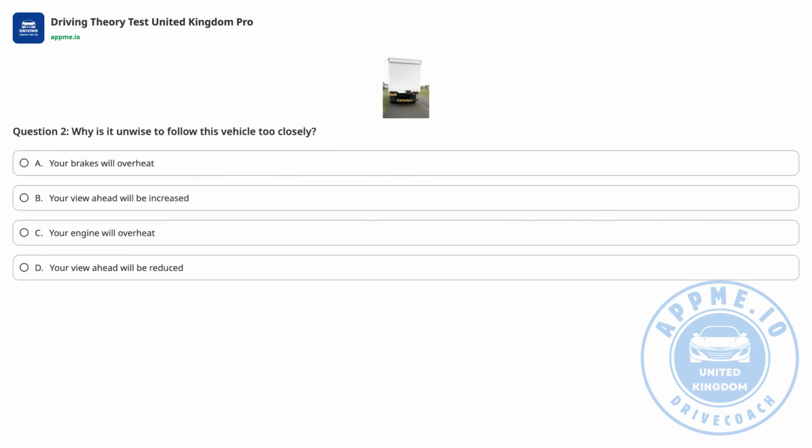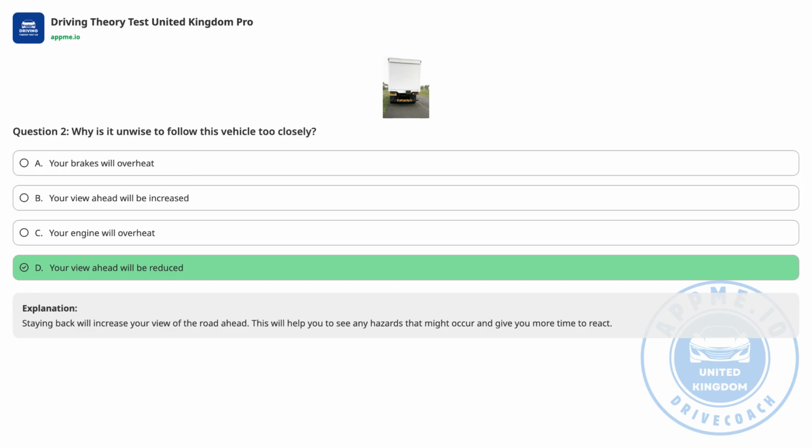Question 2. Why is it unwise to follow this vehicle too closely? A. Your brakes will overheat. B. Your view ahead will be increased. C. Your engine will overheat. D. Your view ahead will be reduced. The correct answer is D.